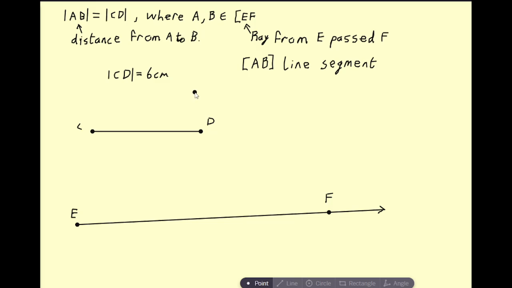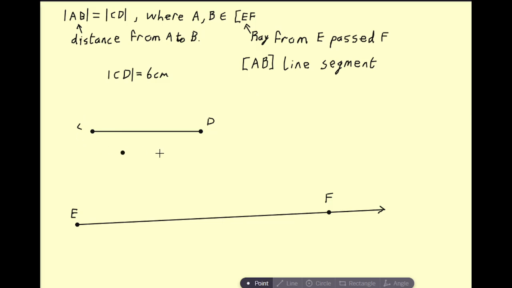Hello. Now we are going to look at construction 8. Construction 8 says that we are to construct a line segment of a given length on a given ray. A line segment is part of that language. A line segment would be a section of a line, so we cut out a piece of our infinite line.